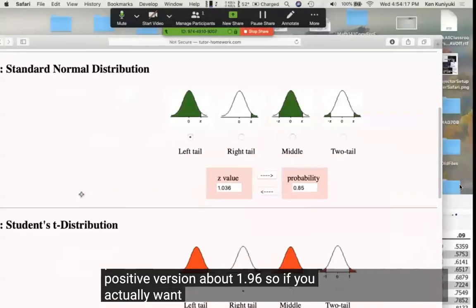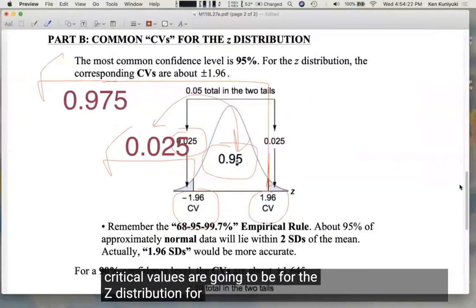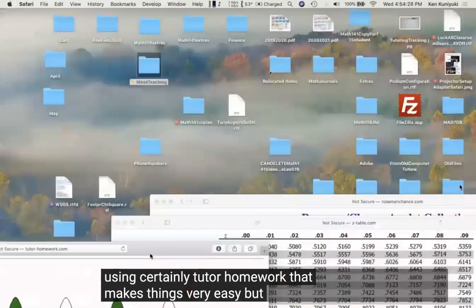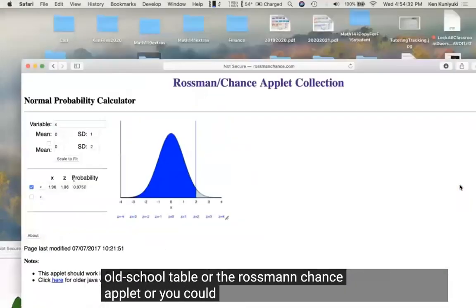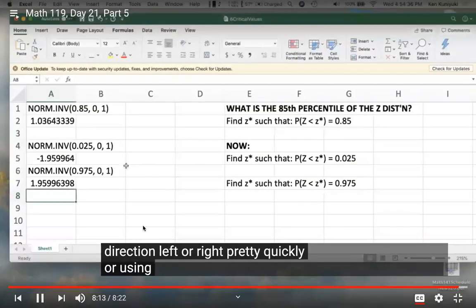So if you actually want to figure out what these critical values are going to be for the z distribution for various confidence levels, you should be able to figure them out using certainly tutor homework. That makes things very easy. But even from an old school table or the Rossmann-Chance applet, where you could go in either direction, left or right, pretty quickly, or using Excel.